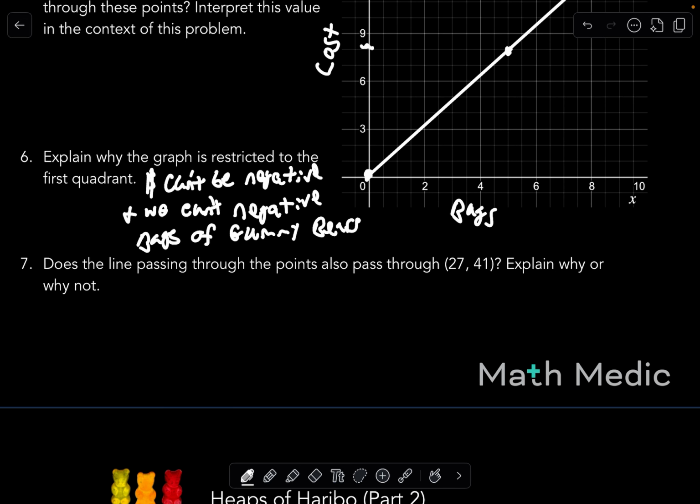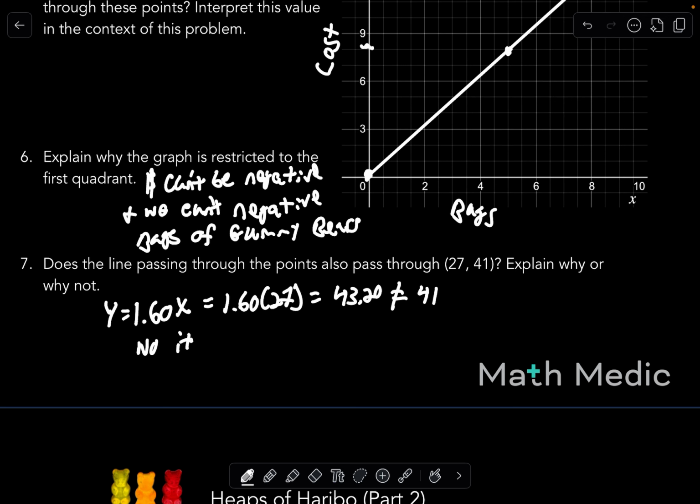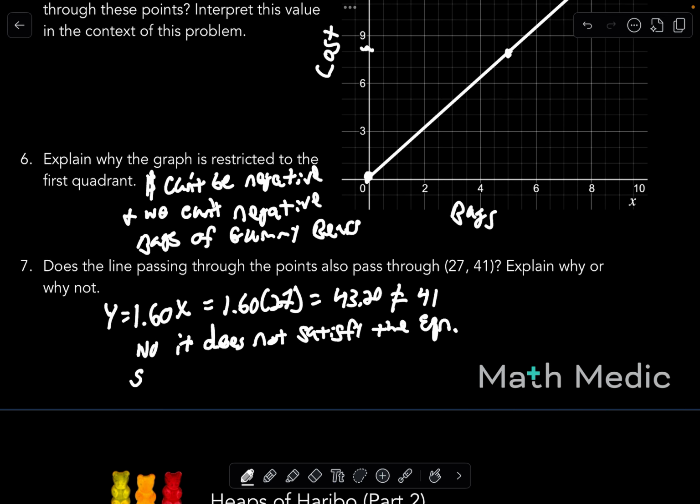Does the line passing through the points also pass through 27, 41? Explain why or why not. Well, we have the equation y equals 1.60 times x. If it's 1.60 times 27, that equals, I believe, 43.20, which is not equal to 41. So, no, it does not satisfy the equation. So the point is not on the line.